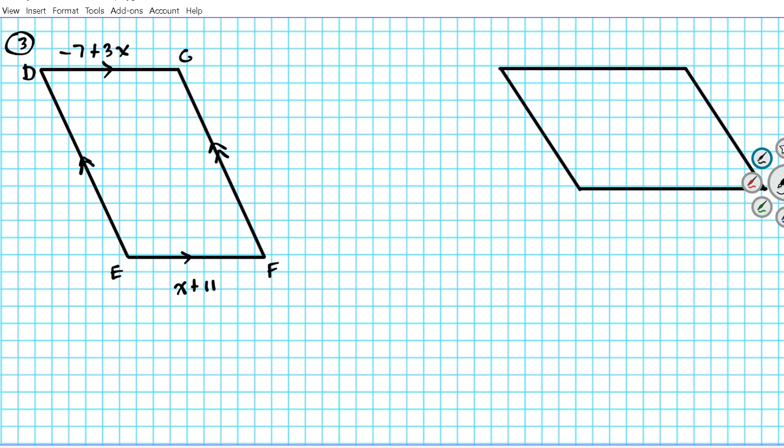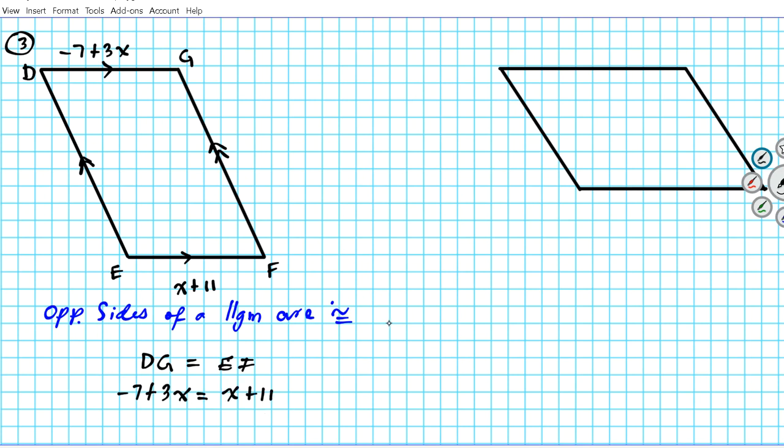Now, what do we know about opposite sides of a parallelogram? We talked about that earlier. Opposite sides of a parallelogram are congruent, right? So what statements can we write using this property? We know that DG and EF are opposite sides, so they must be congruent. So DG is equal to EF. If we substitute, DG is negative 7 plus 3x, which is equal to EF, which is x plus 11.